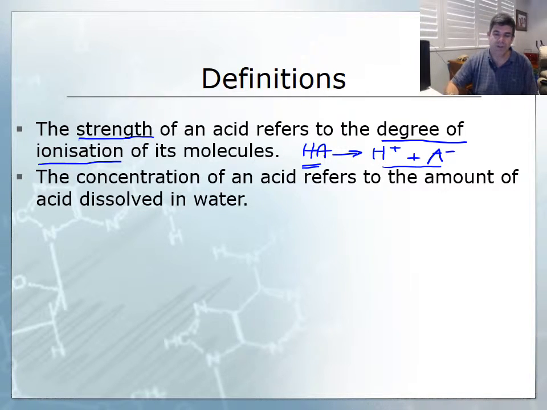The concentration, on the other hand, refers to the amount of acid compared to water. So it's a relative amount, or ratio if you like, between acid and water. The acid could be acid molecules, or it could be ions if it readily ionizes. So there can be a strong concentrated acidic solution, and we can also have a weak concentrated acidic solution. It's important that we don't confuse these terms.